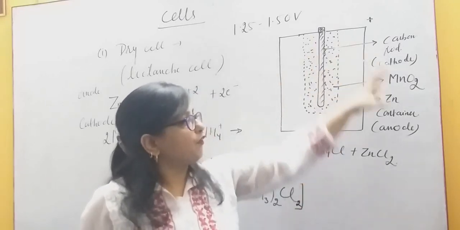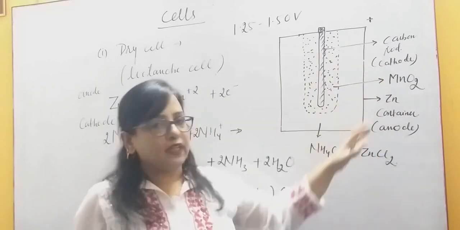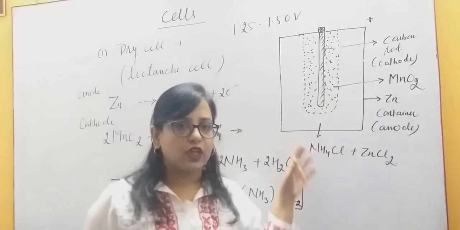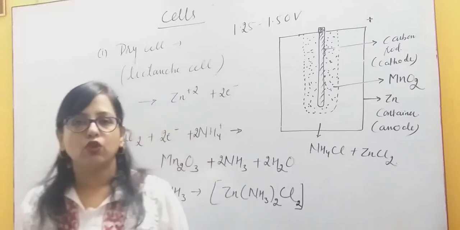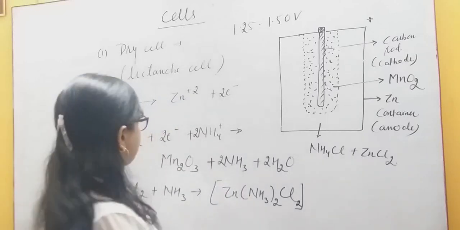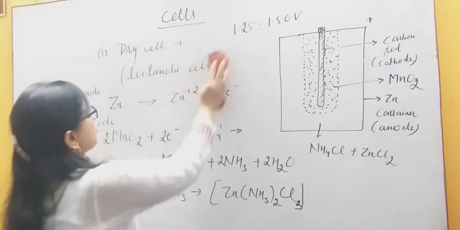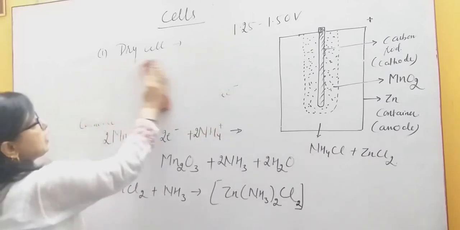So these are the different uses of different things placed in this cell. This is known as a dry cell, or non-rechargeable, primary cell. Now I will explain another kind of primary cell, that is the mercury cell.